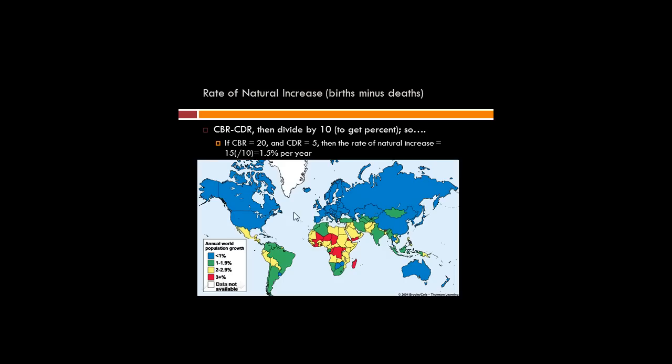Well, what does the pattern look like? There probably shouldn't be too many surprises here. You'll notice that in the really wealthy countries, what we call the global north, the rate of natural increase is less than 1. It's really low. So the rate of natural increase in the United States and in Canada, less than 1. All of Western Europe, less than 1. Japan, less than 1. And also Australia, less than 1.